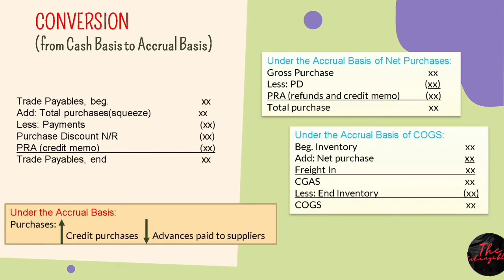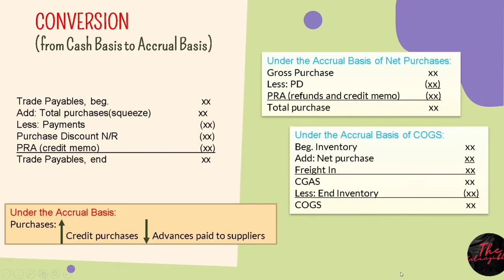Conversion under purchases naman tayo. So, ang starting point natin dito would be the trade payables at the beginning. And these are actually the sum of accounts payable and notes payable. At i-add natin dito ang total purchases. Then, less the payments. In addition, the payments should be considered as inclusive of cash purchases. The purchase discounts would be a deduction, and the purchase returns and allowance are also a deduction under the credit memo. The answer would be equals to trade payables at the end.